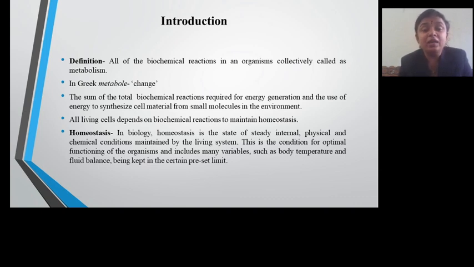All living cells depend on biochemical reactions to maintain homeostasis. Then what is meant by homeostasis? In biology, homeostasis is the state of steady internal physical and chemical conditions. This is the condition for optimal functioning of an organism, which includes many variables such as body temperature and fluid balance. Here they are kept within certain preset limits for optimal functioning of a cell.